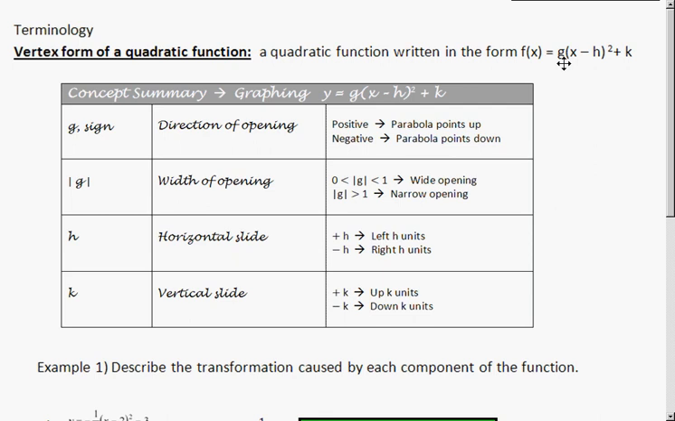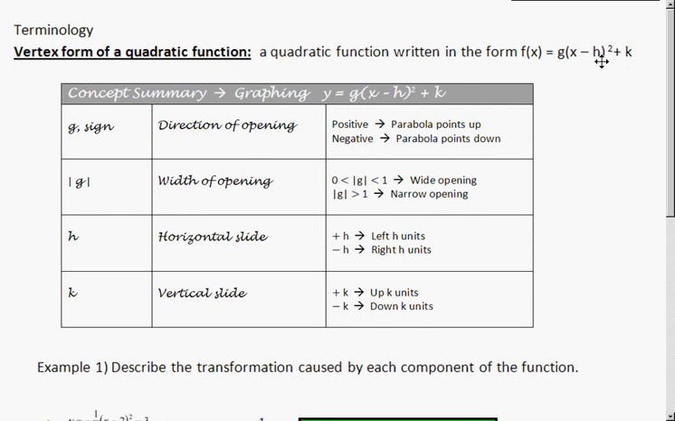Well, when G is positive or negative, that'll dictate if it curves up or down. When the number in place of G has an absolute value that is greater than 1, the opening is more narrow. When the absolute value is between 0 and 1, your graph gets wider.